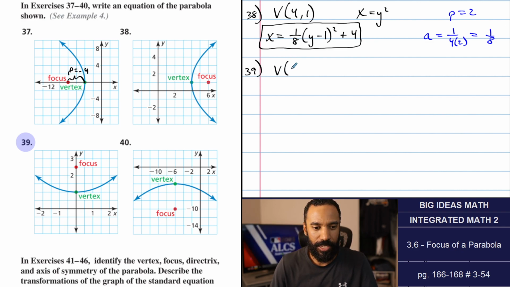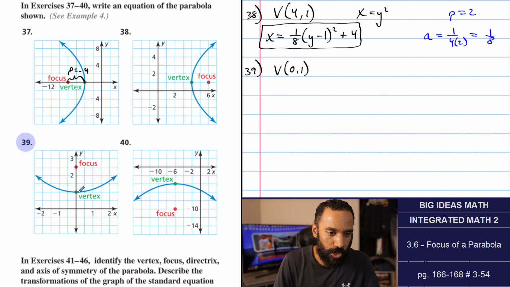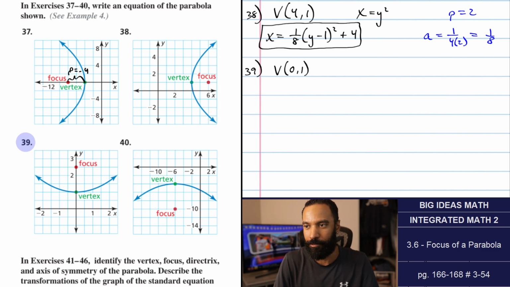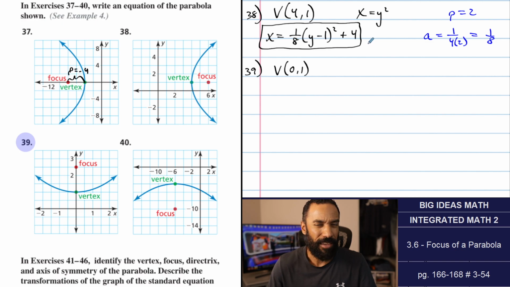Your vertex here, that's scaled by 1/2. So your vertex is at 0, 1. That's not 0, 2. Look at that. This is 1, 2, 3, like that. Your focus is 1.5 away. So the p-value is 1.5 or 3/2. But this is going to be a y equals x squared equation and a positive one. P is 1.5 or 3/2.